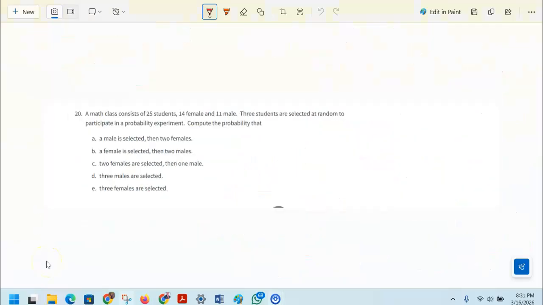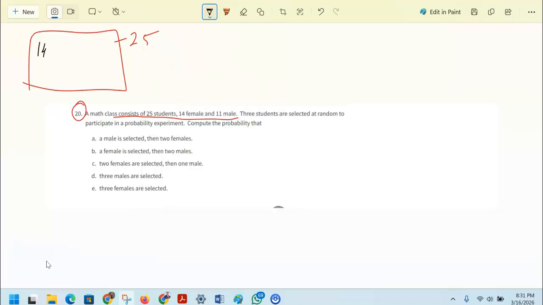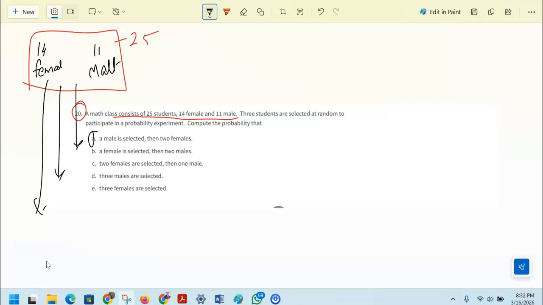So question number 20 is almost the same thing. Information is the same. There are 25 kids here, but out of this there are 14 female, and there are 11 male. So this time you are pulling out three students, one, two, and three. So what are the chances that three students selected?